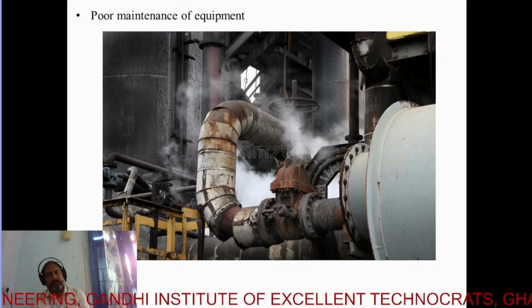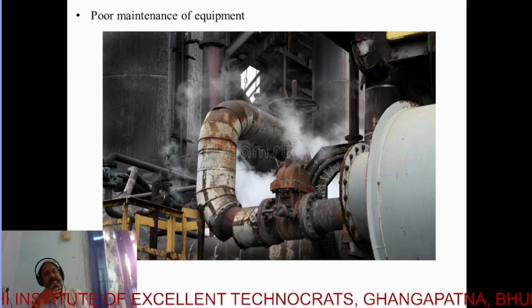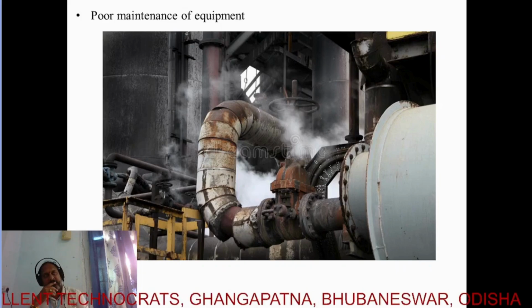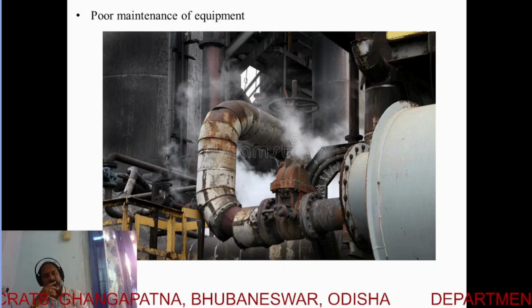Hello students, this is the third video, which is related to the major causes of industrial accidents. Now here you can see the image which is related to the poor maintenance of the equipment.